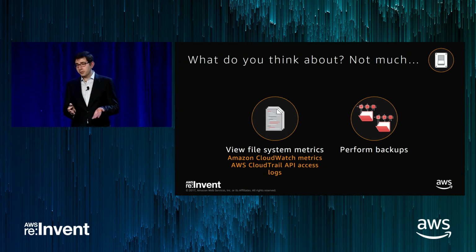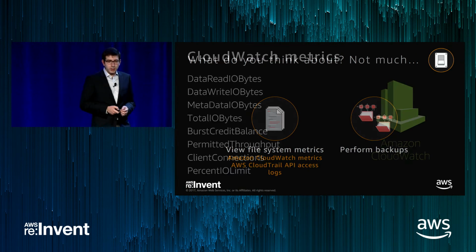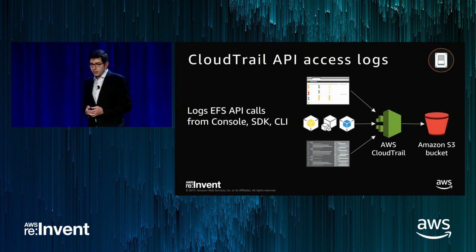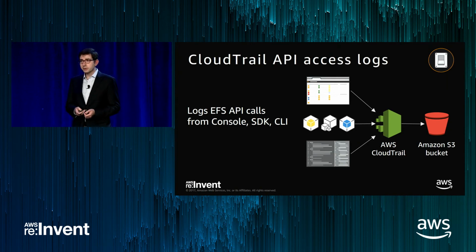And on the other side, there's also performing backups. That's a pretty straightforward process using some standard tools and some white papers that we have available. So these are some of the CloudWatch metrics I was referring to. And the CloudTrail API access logs, you can enable as well, and again, that's for your API calls.